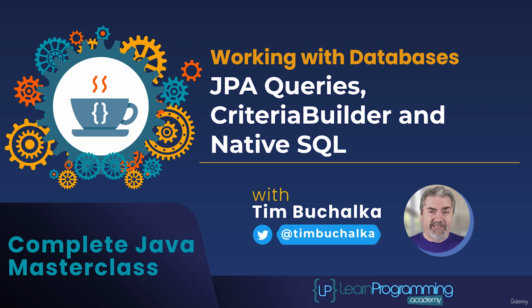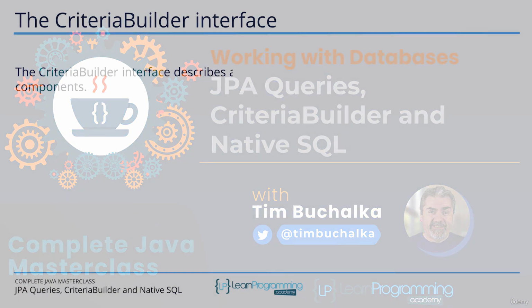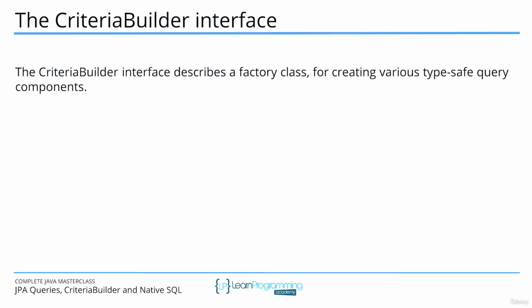In the last two videos, I walked you through a couple of simple scenarios using JPQL to retrieve targeted information from the music database. In this video, I'll do something similar, but I'll use the Criteria Builder.